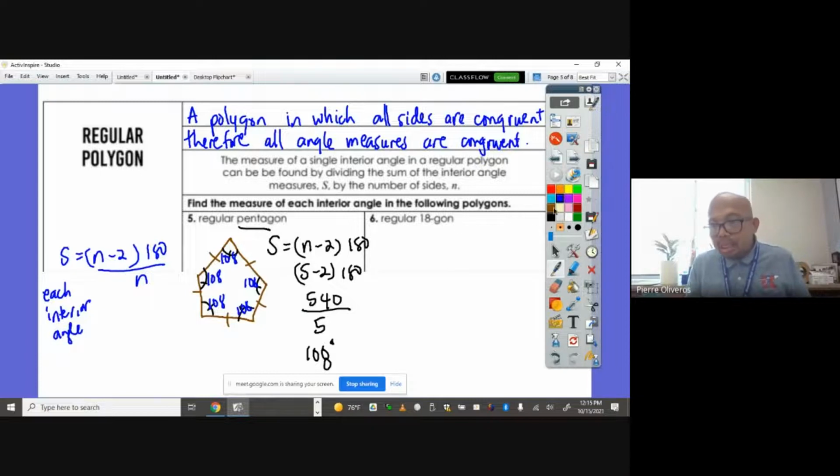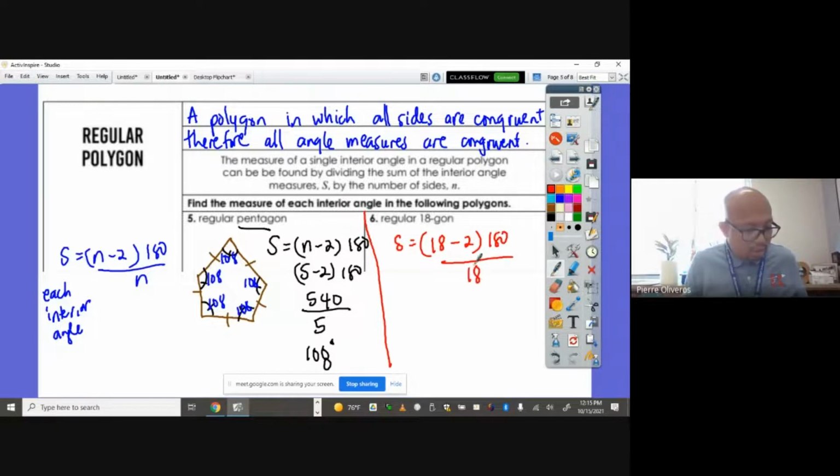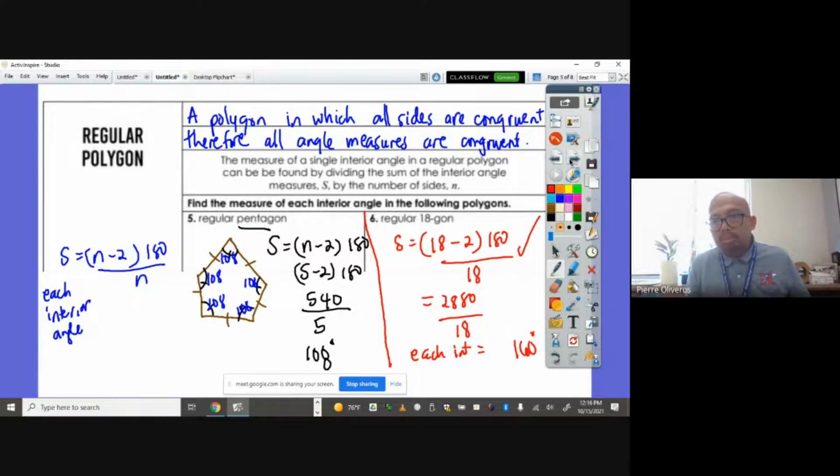Okay, let's do the next one. If we have a regular 18-gon, so we know the number of sides there is 18, so the formula will be 18 minus 2 times 180 over 18. So 16 times 180 is 2880, and 2880 divided by 18. That means each interior angle will be equal to 160 degrees. Kaboom.